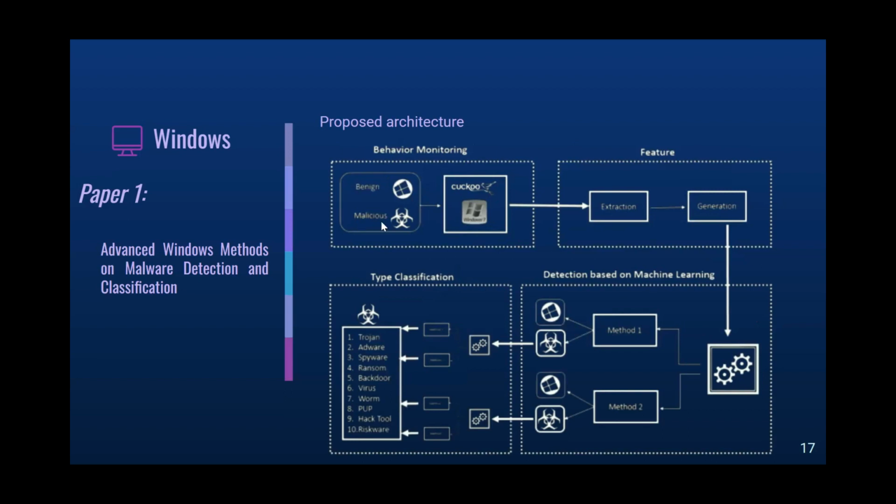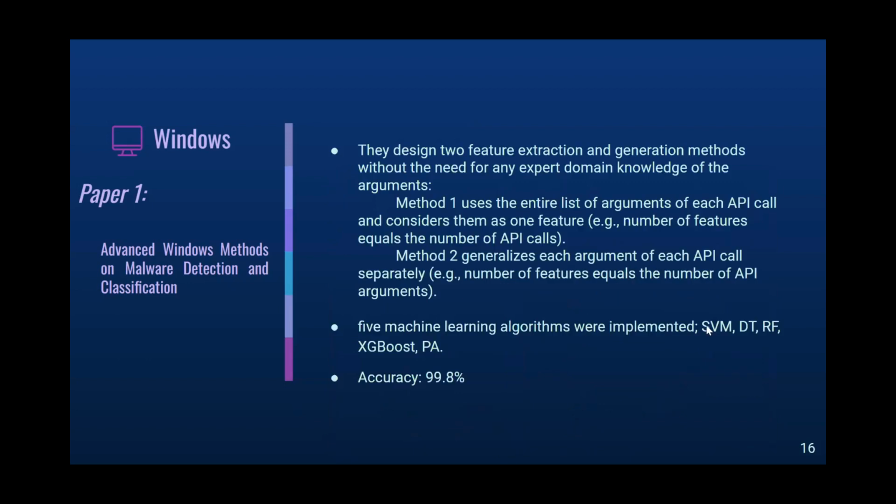I think they were 14,000: 7,000 benign and 7,000 malicious. He ran them in the safe environment on Windows 10, and then he extracted features. What features did he extract? He extracted an API call sequence. Then he made an extraction and generation. Then he detects malware based on machine learning. He used five algorithms: SVM (support vector machine), decision tree, random forest, XGBoost, and passive aggressive. The one with the best accuracy was random forest with 99.8.